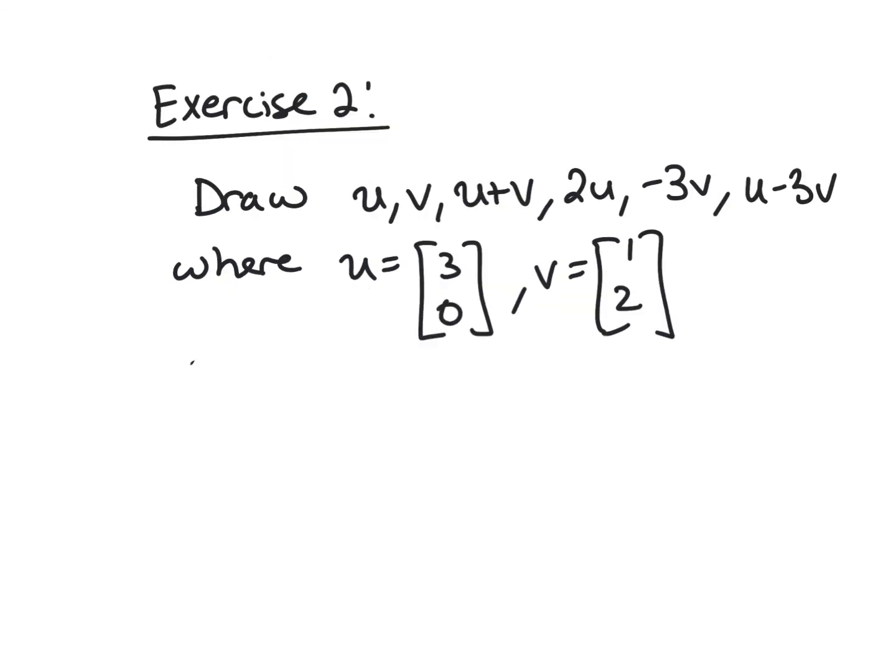All right, and so for your second exercise, I want you to draw all 6 of these vectors listed out. So I give you U and V here, and I want you to draw those two, their sum, these two scalar multiples of U and V respectively, and then mixing addition and scalar multiplication with U minus 3V. And make sure you actually label all of this.